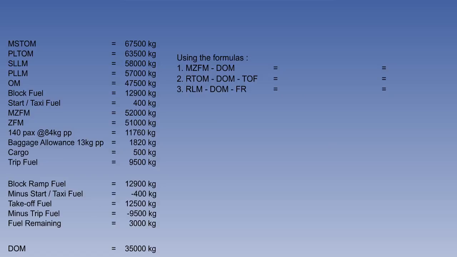Now we can proceed with step 2 to construct a table and use the 3 formulas to find the maximum allowable traffic load. In the table at row 1, enter the maximum zero fuel mass of 52,000 kilograms and subtract from it the dry operating mass of 35,000 kilograms to equal 17,000 kilograms. Now we can enter in row 2 the regulated takeoff mass of 63,500 kilograms and subtract the dry operating mass of 35,000 and the takeoff fuel of 12,500 kilograms, which equals 16,000 kilograms.